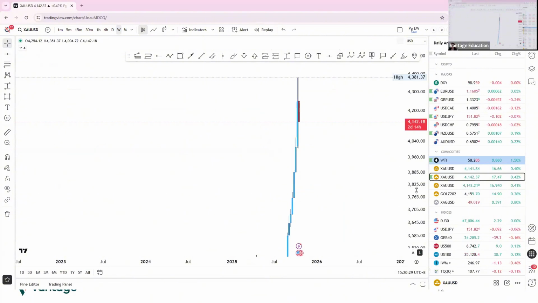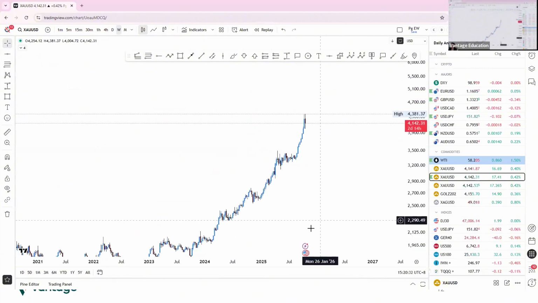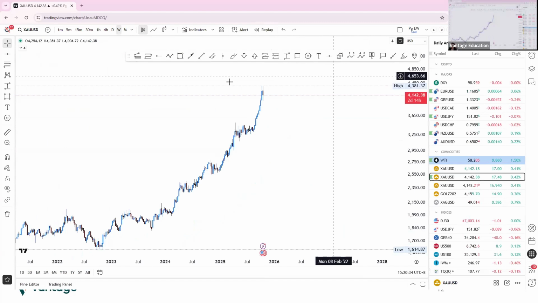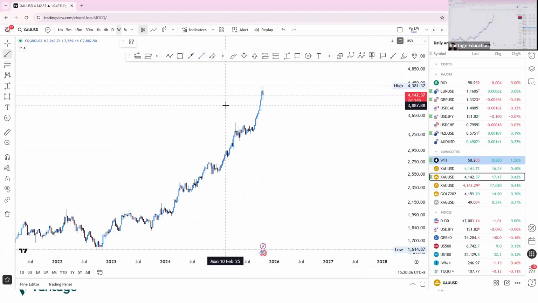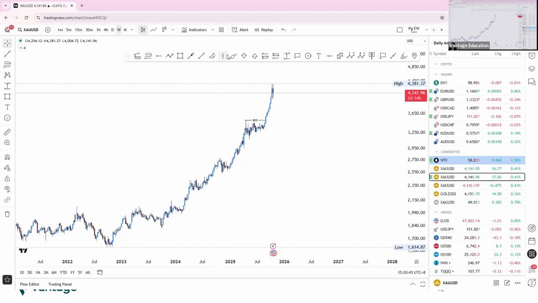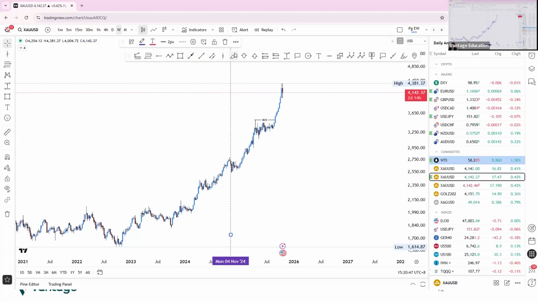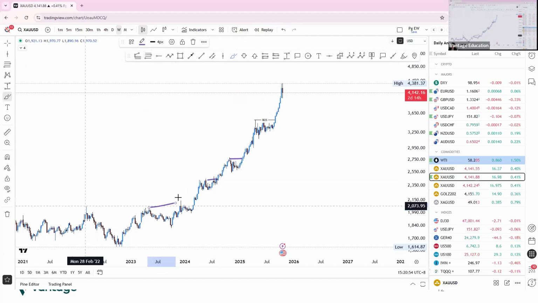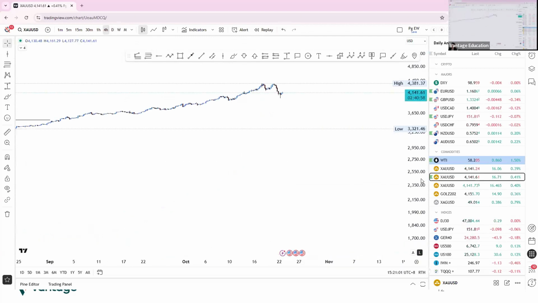Even though we know that on the higher time frame price is still on the bullish move, because based on the weekly, price still has made this BOS, right? It still made the break of structure here, break of structure, like break of structure here. Okay, right? On the daily time frame.